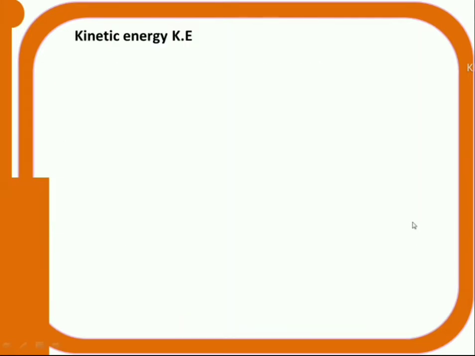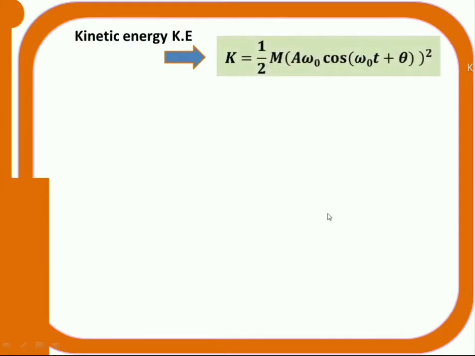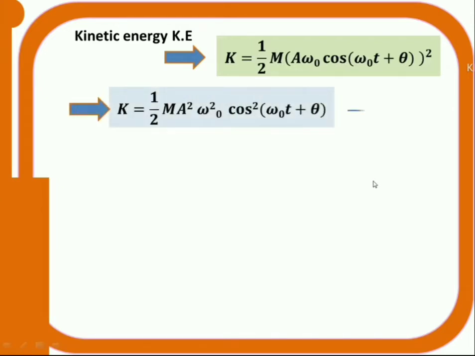What will I get? Kinetic energy K is equal to half m times (a omega naught cos(omega naught t plus theta)) whole square. Right? That implies K is equal to half m a square omega naught square cos square(omega naught t plus theta). Right? This is equation number 2. This is the kinetic energy.